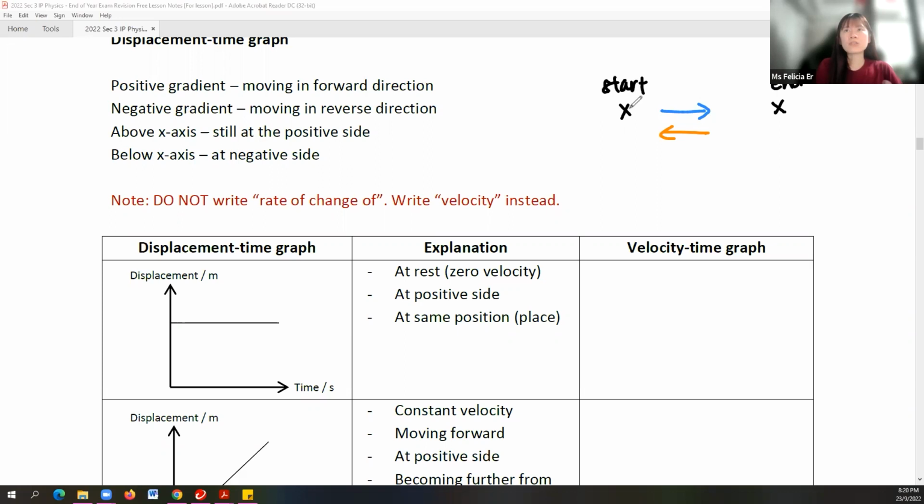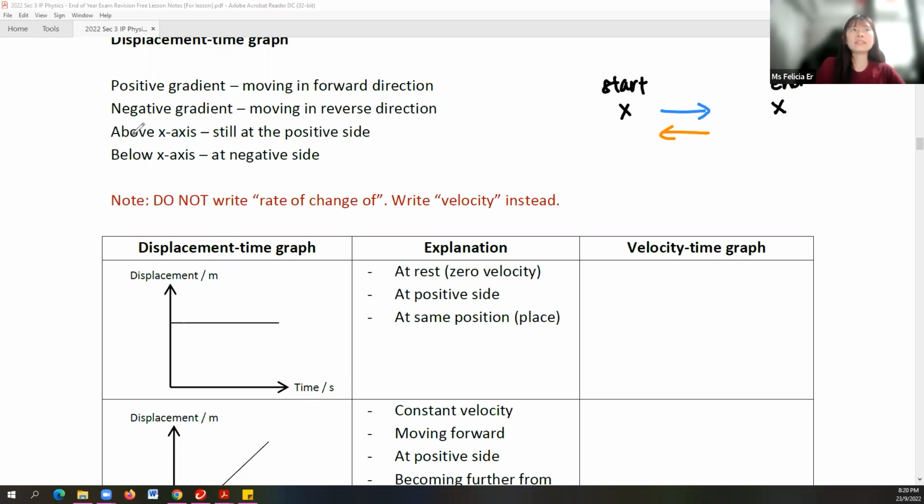Then next, do you know if the object is on the right side or on the left side? Is it past the start point already, or is it before the start point? Maybe it reversed from the starting point. To know which side you are at, you have to check whether it is above the x-axis or below the x-axis in a displacement time graph.